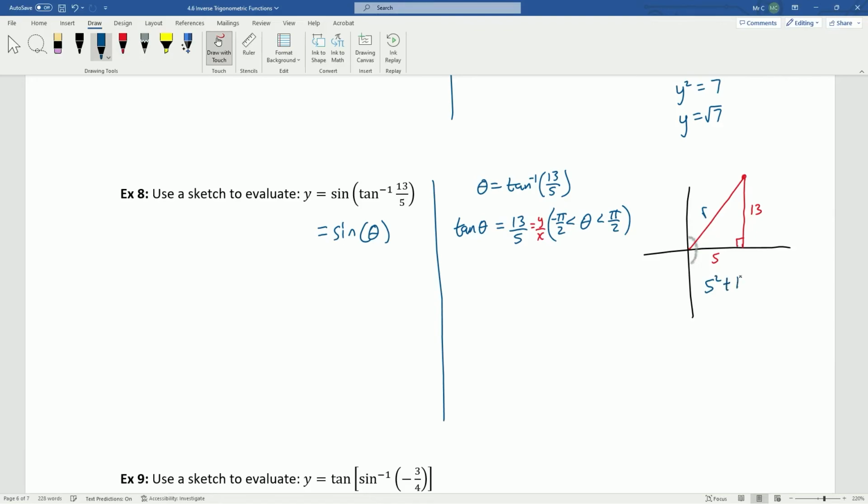So 5 squared plus 13 squared equals r squared. That's 25 plus, let's see, I think 13 squared is 169. Let me double check that before I put something that's wrong. Yeah, that's 169. So 169 plus 25, that's going to be 194. So r here is equal to the square root of 194.